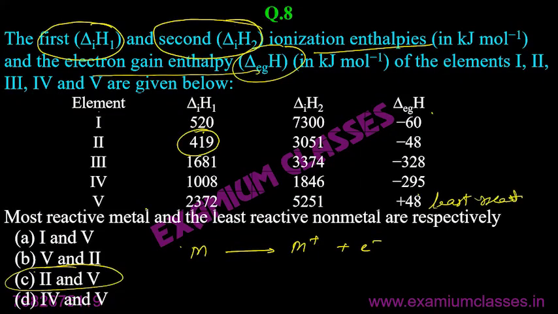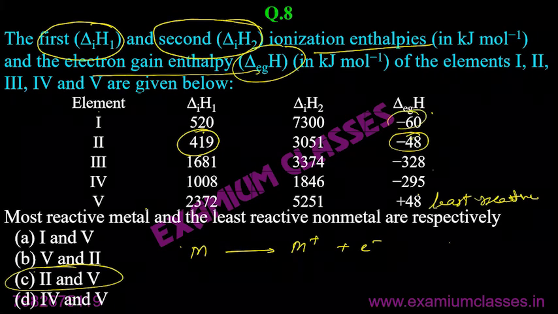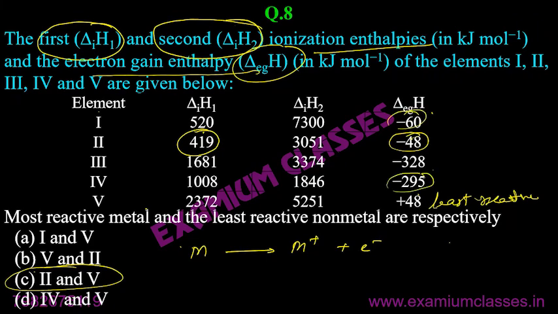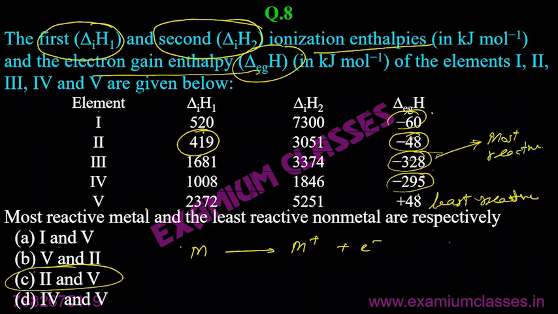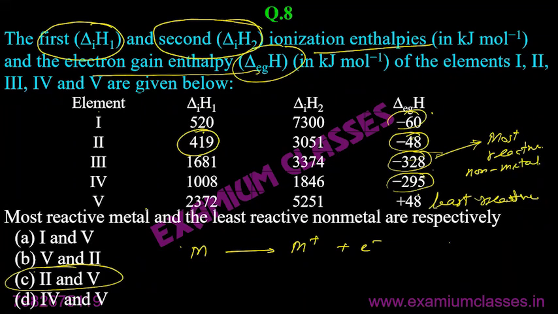reactive non-metal. Okay. Then after that, this will be least reactive. Then more reactive will be this one. Then this will be more reactive. Most reactive will be this one, because this will release a lot of energy after gaining the electron. This will be the most reactive non-metal, if it is asked. Okay, it is not asked in this question. Here it is asked least reactive.